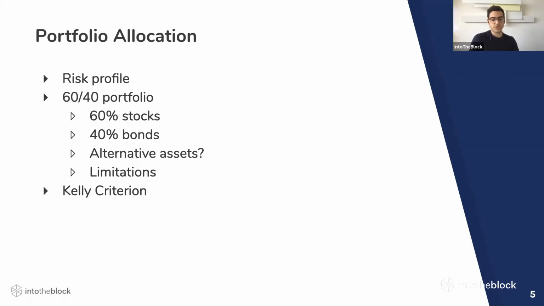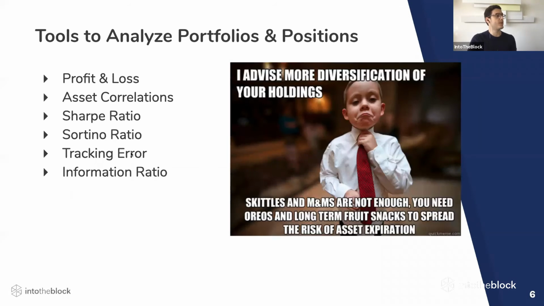As for limitations, there's been a lot of criticism recently of this approach to portfolio allocation, as it assumes that there's a negative correlation between stocks and bonds, thus making it more diversified. But this has actually been proven incorrect in the past few years, especially with the past March panic and the subsequent increase in asset prices all around. Another technique for portfolio allocation is the Kelly criterion, which is more probabilistic and more advanced. I will not get into the details, but it's something we've used at Into the Block in our prediction efforts.